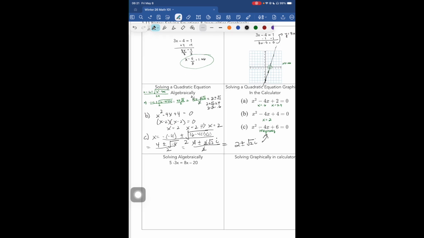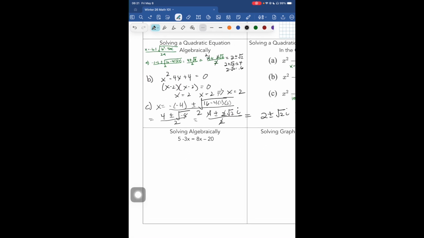Okay, next example. When we're solving algebraically, again, we would get all the x's to one side of the equation and numbers to the other side. I'm just going to move x's to the left and numbers to the right. And this will become negative 25. This becomes negative 11x divided by negative 11, negative 11. And I'm going to get x equals 25 over 11, which is about 2.7.